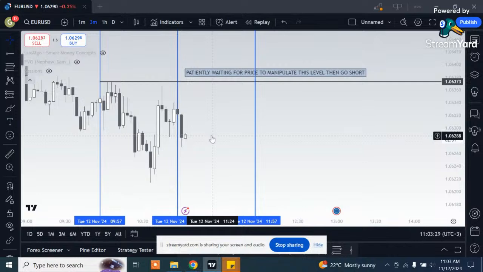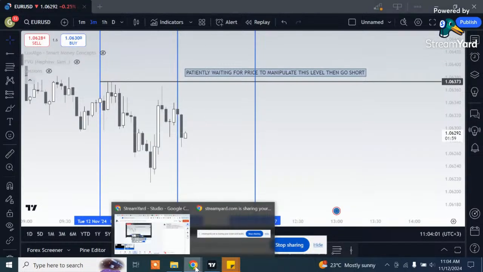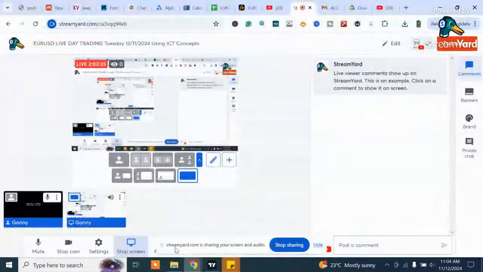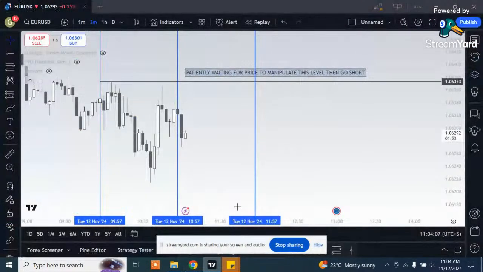So this is what I'm looking out for in this hour. I'm looking at this previous hour. Once price takes out any liquidity above this level, then I go short at this level after price forms an inversion on the 1 minute time frame. So this is what we are waiting for it to do. Let's keep waiting. Let's wait for that level to be taken out. Once it's taken out, then I'll be entering the market.